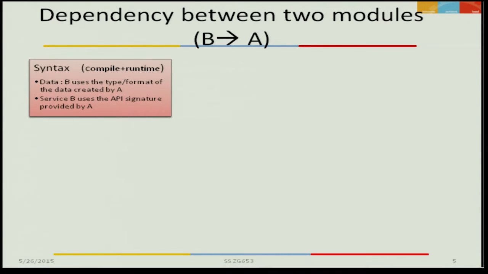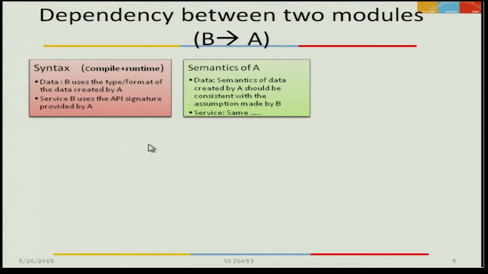So at the level of data, the dependency is that B is using some type or format of the data that's created by A. So in that sense, B is somehow getting dependent on A. B can use a service of A. Maybe B is using the API provided by A. That could be another dependency type. It is syntactic because it is detected during compile time.